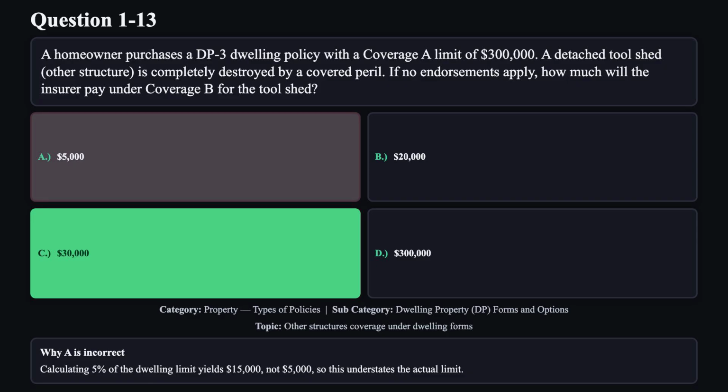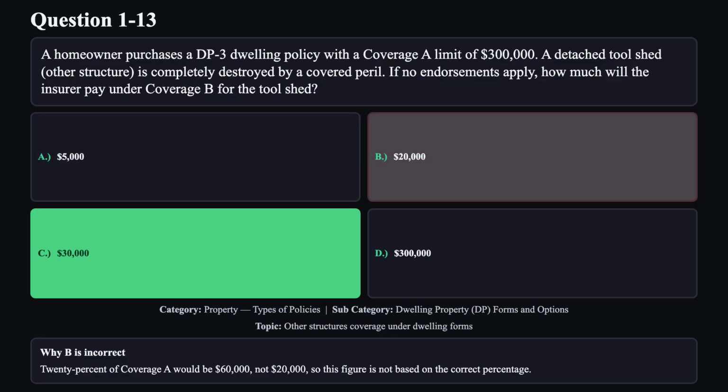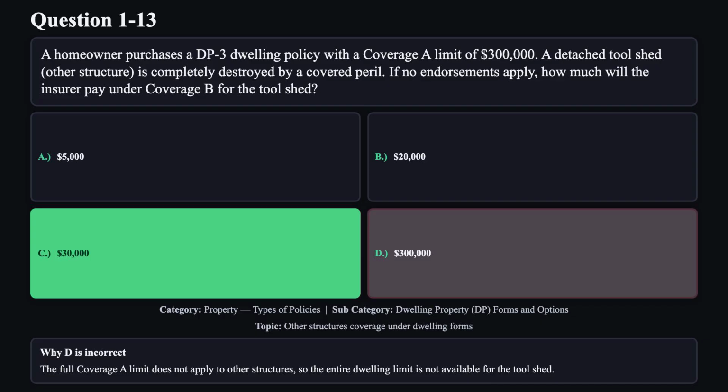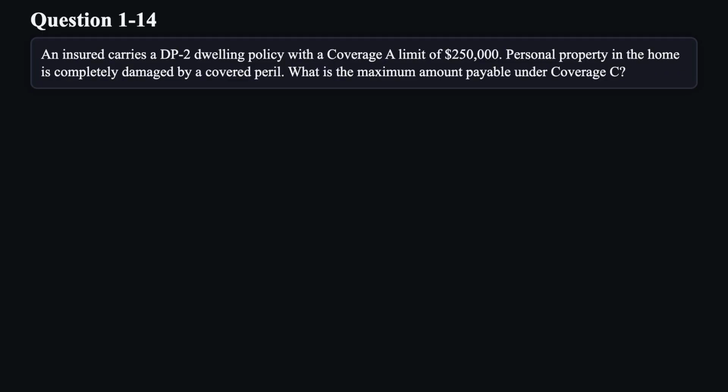Reason A is not correct. Calculating 5% of the dwelling limit yields $15,000, not $5,000, so this understates the actual limit. Reason B is not correct. 20% of coverage A would be $60,000, not $20,000, so this figure is not based on the correct percentage. Reason D is not correct. The full coverage A limit does not apply to other structures, so the entire dwelling limit is not available for the tool shed.